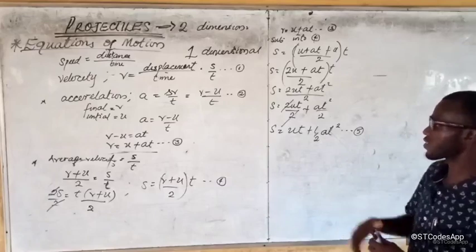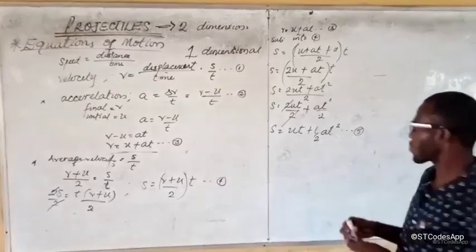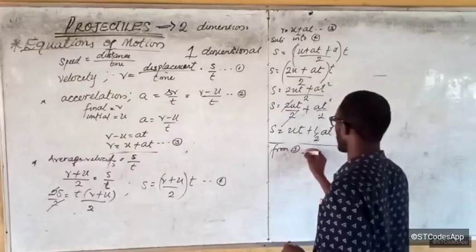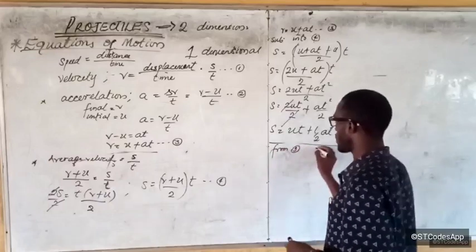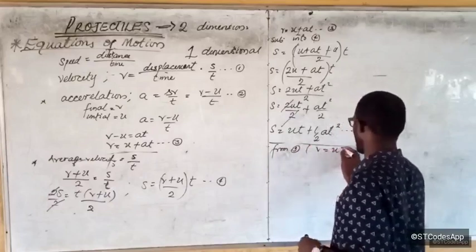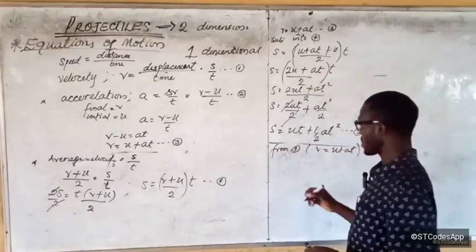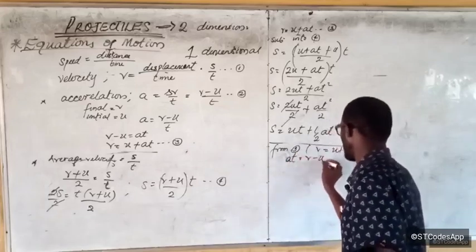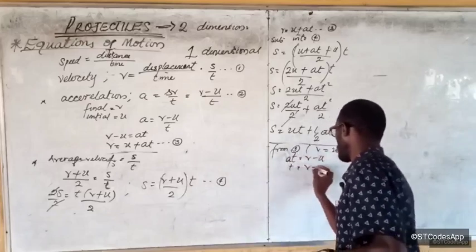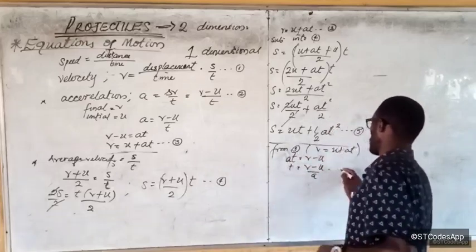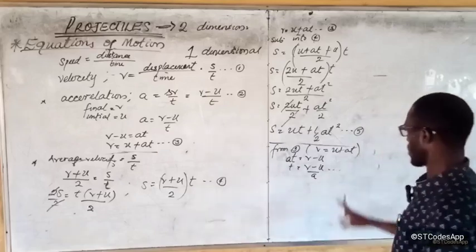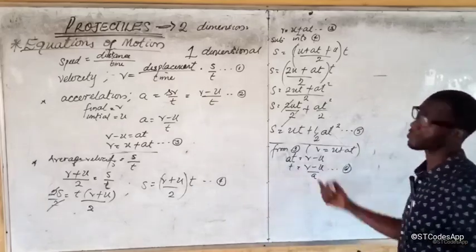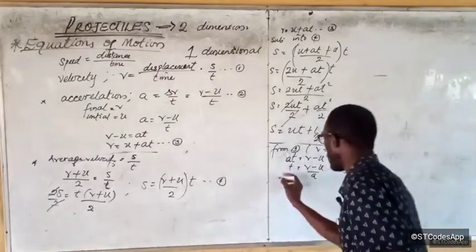Now, there are other things we could do here. Let's start from equation 3 first. From equation 3, you know that v equal to u plus at. It means that at will be equal to v minus u, isn't it? And t will be equal to v minus u over a. This is another equation. Let's make it equation 6, because it's the equation of time.